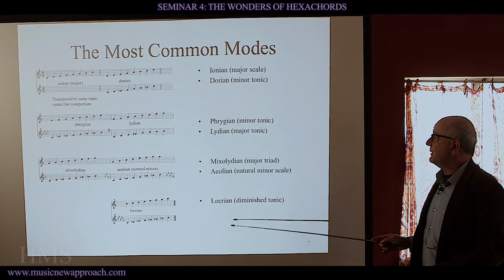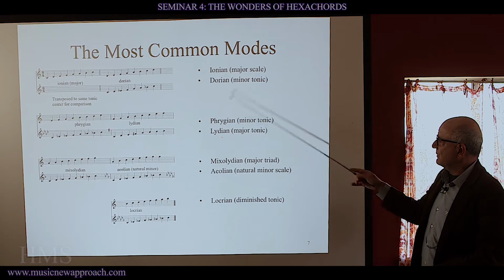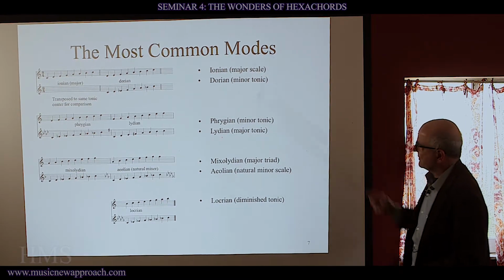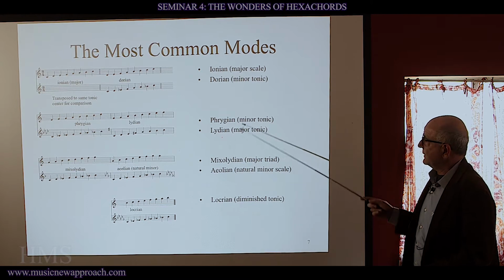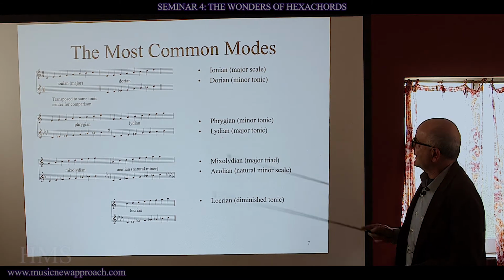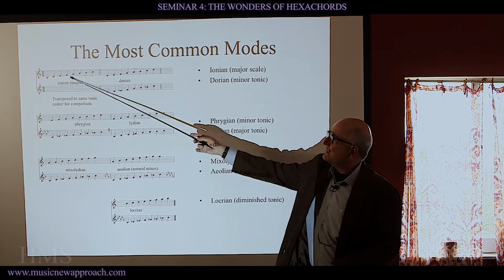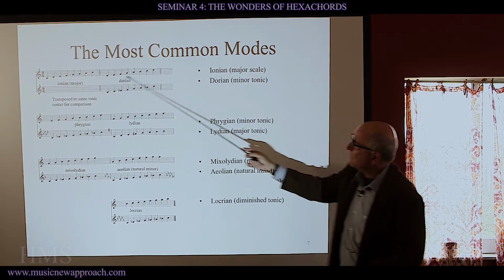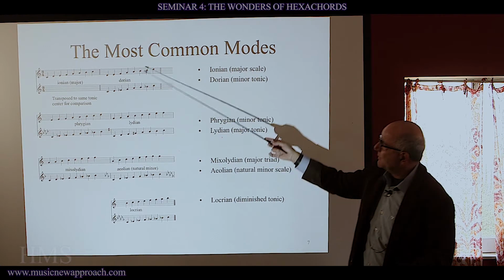Now remember, these are Greek names that have really very little relationship to anything that the mode does. It's sort of like Greek tribes or something like that. So Ionian is just a regular major scale. A Dorian is a major scale with a minor third and a minor seventh.